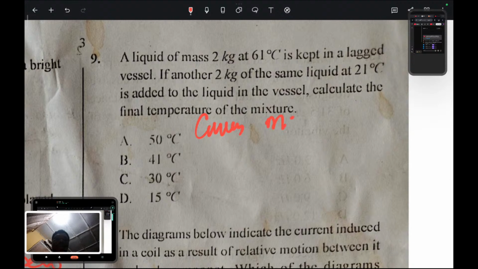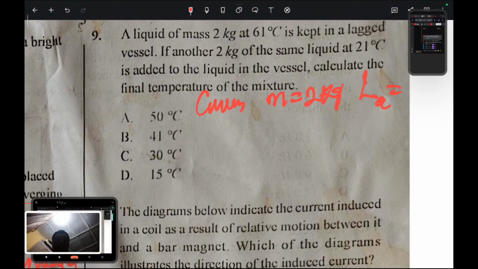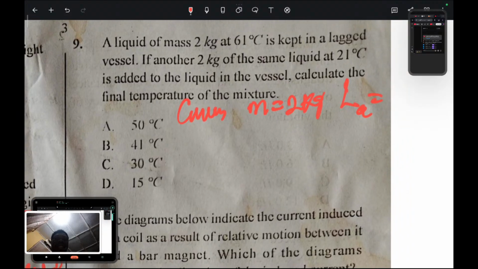We have our M to be 2 kg, a liquid of mass. Which liquid? Let's call it liquid A. Please, because of space, just permit me to use this. For this liquid A, we have a theta to be 61 degrees Celsius. It's kept in a locked vessel.